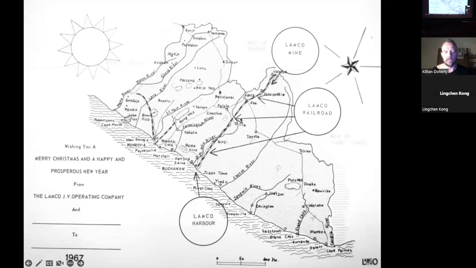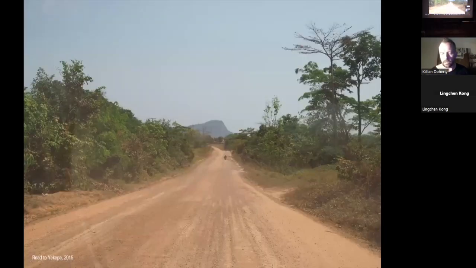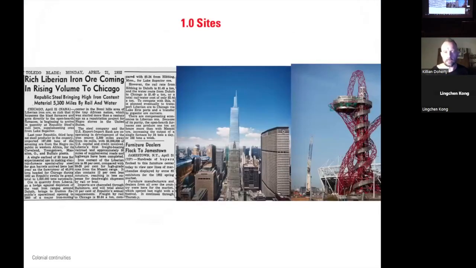So, and this is the railroad that was mentioned in the film, the railroad that Lamco had built. So I was interested in the history of the site, the history of its making and its decline, but also its entanglement, its global displacement. Like, where was the ore going to?